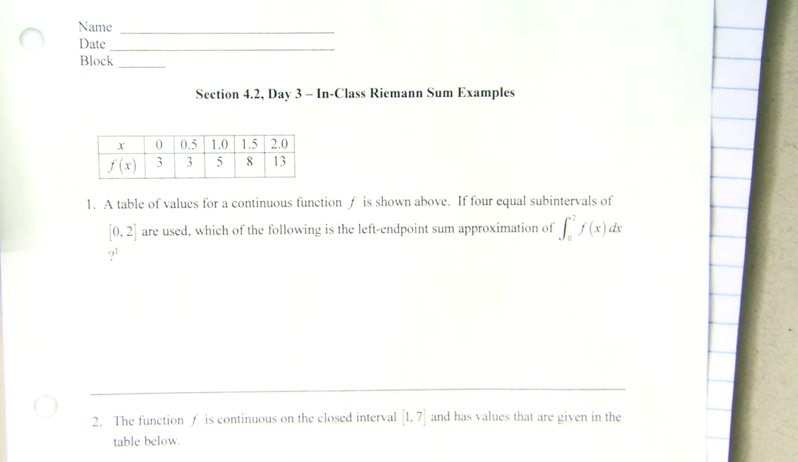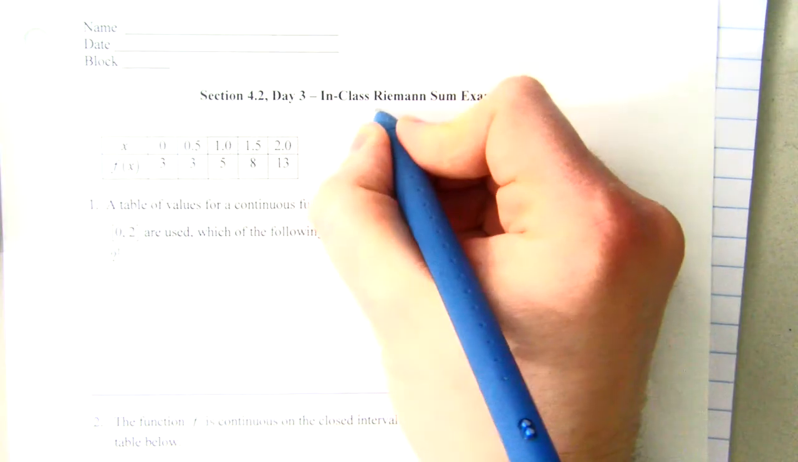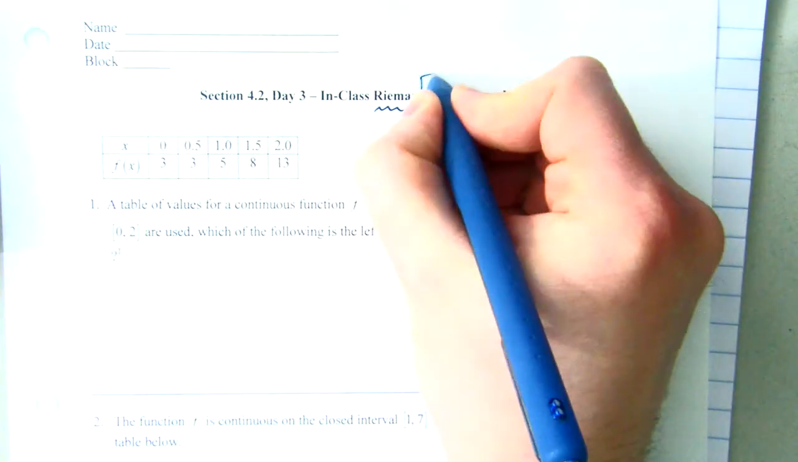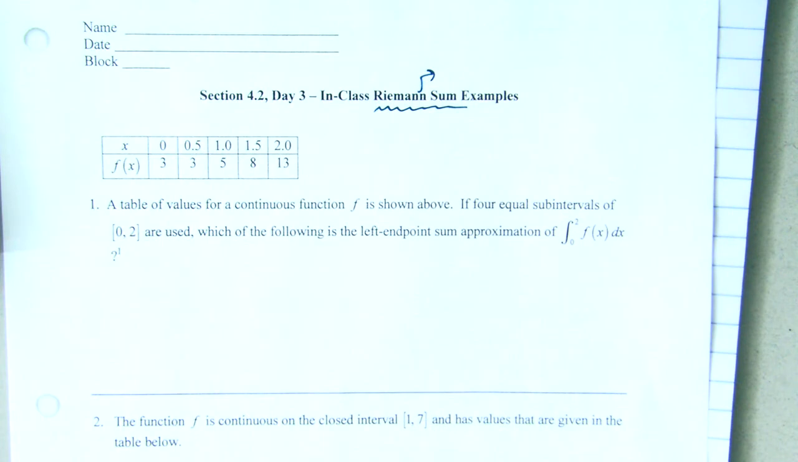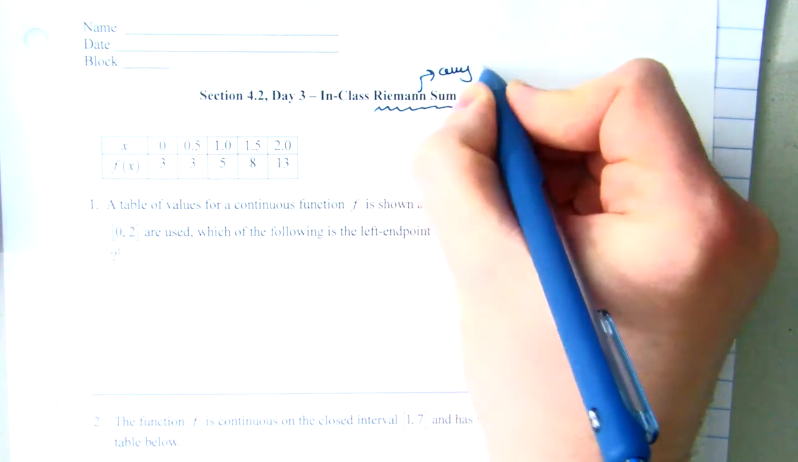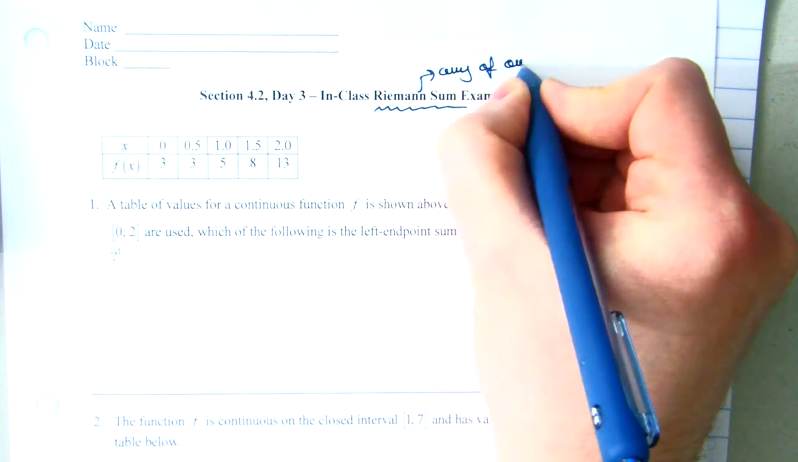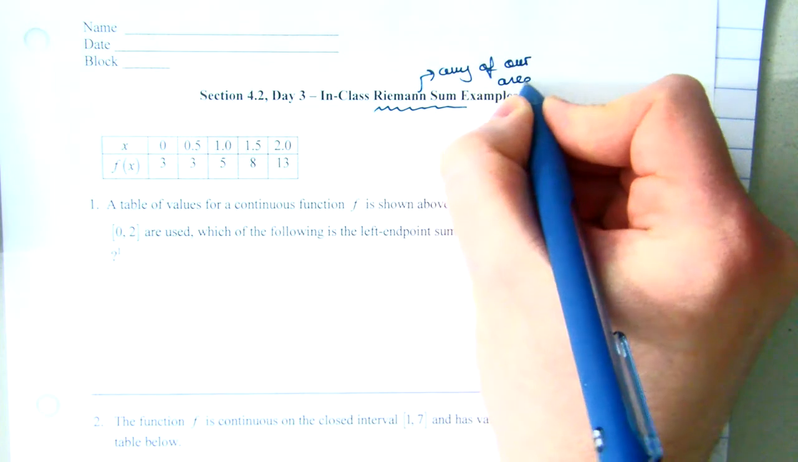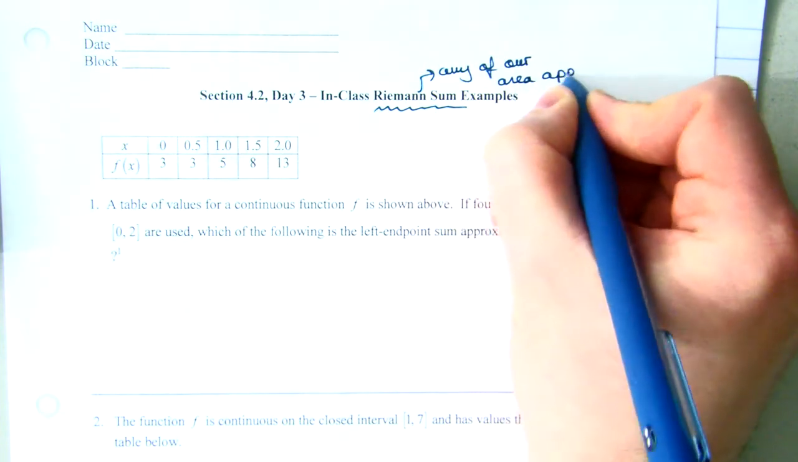A Riemann sum is really just a fancy term for any of our area approximations. Left endpoint sum, right endpoint sum, midpoint sum, trapezoid sum. Any of our area approximations.